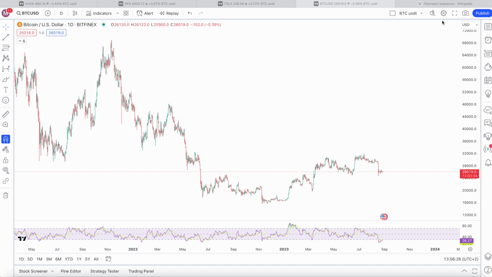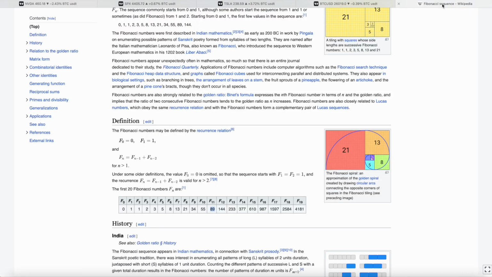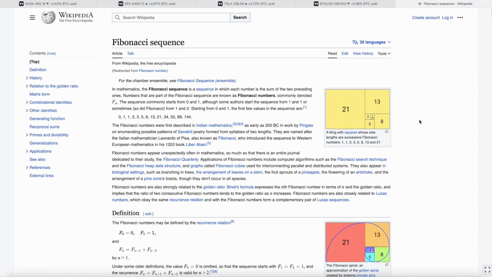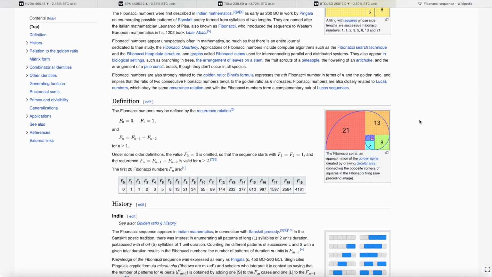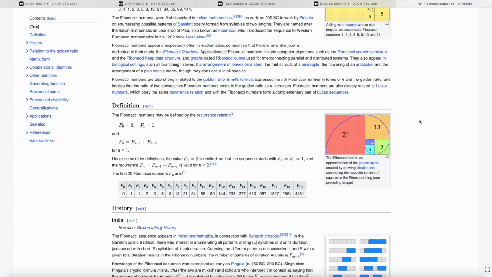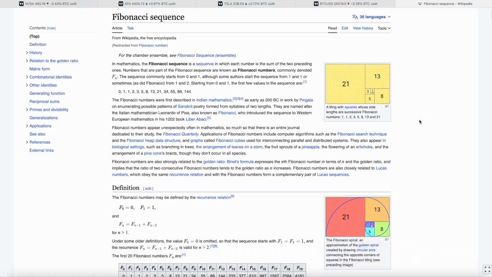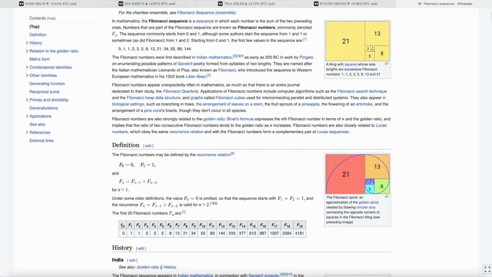Alright, so let's start with a brief explanation of what the Fibonacci sequence is. This is a sequence which was created by Leonardo of Pisa, who is now known as Leonardo Fibonacci, and it is believed that he created this sequence when he was counting the growth of the population of rabbits. The sequence we have here is the numbers 0, 1, 1, 2, 3, 5, 8, 13.